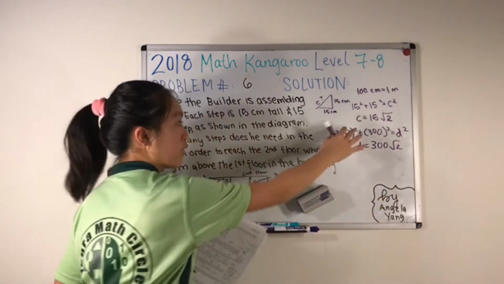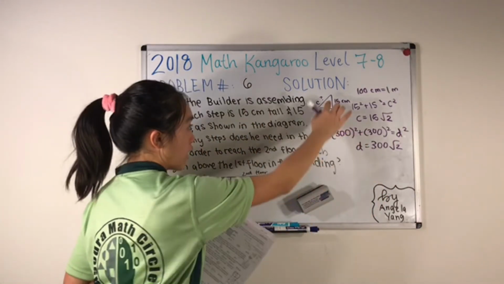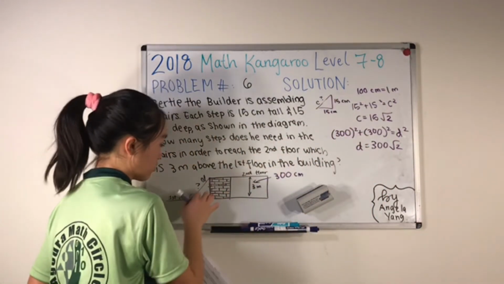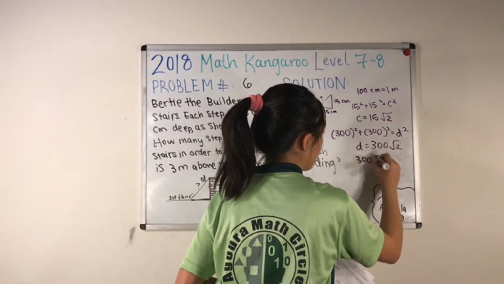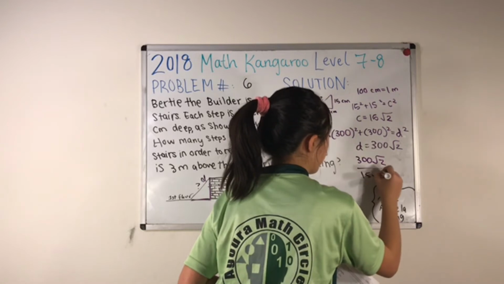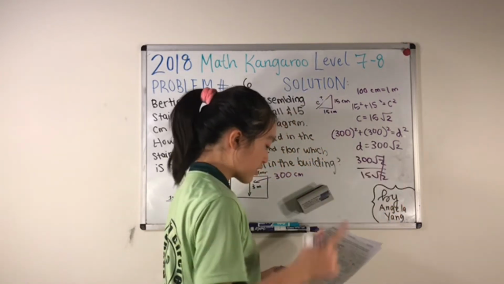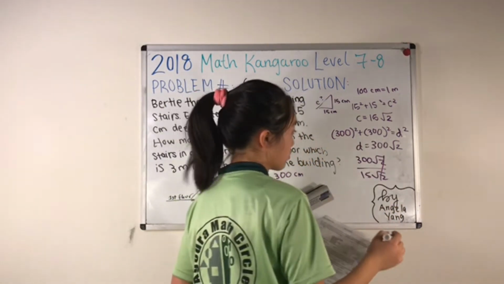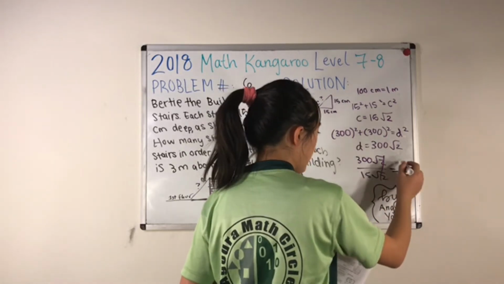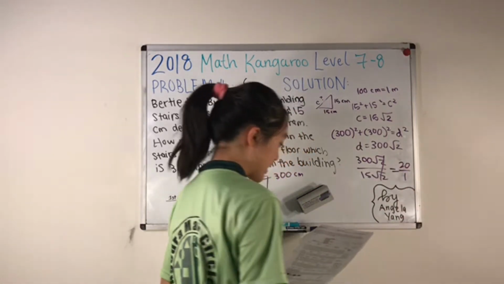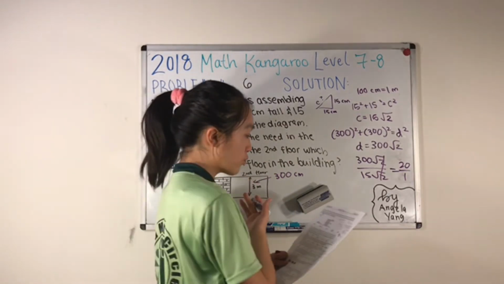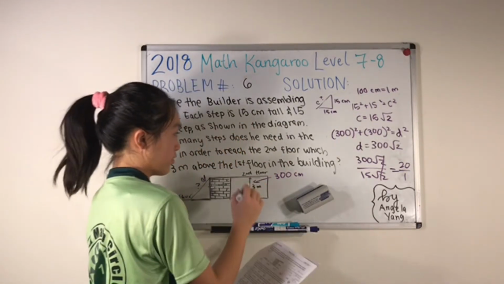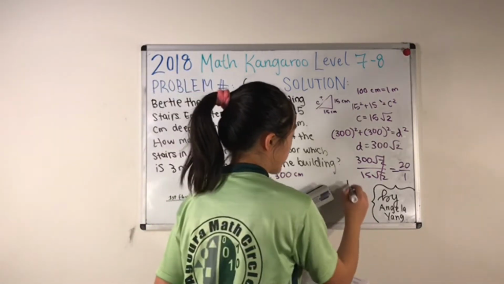So now that we have that, we just divide these two. We have to find out how much of c goes into d, how many of this length goes into this whole length. So we do 300 radical 2 divided by 15 radical 2. The radical 2 cancels out, and then 300 over 15 is equal to 20. So in turn, it's just 20 over 1. Basically, that means that it takes 20 stairs in order to reach the second floor of the building. So our answer is D, 20.